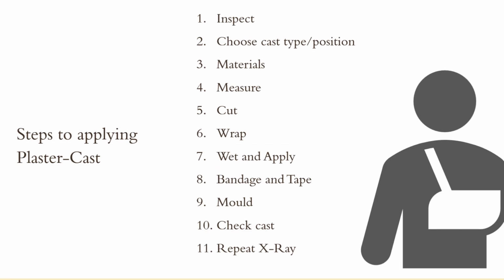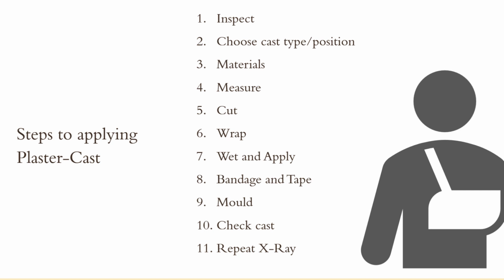Now let's recap the key steps involved in plaster-cast application. Firstly, we inspect the limb, making sure there's no cuts, grazes, dirt, or jewellery which needs to be removed. We then choose the cast type and position based on the fracture. We gather the materials required. We measure out the length of the cast required for the limb. We then cut the cast and make any alterations such as thumb holes which may be required.